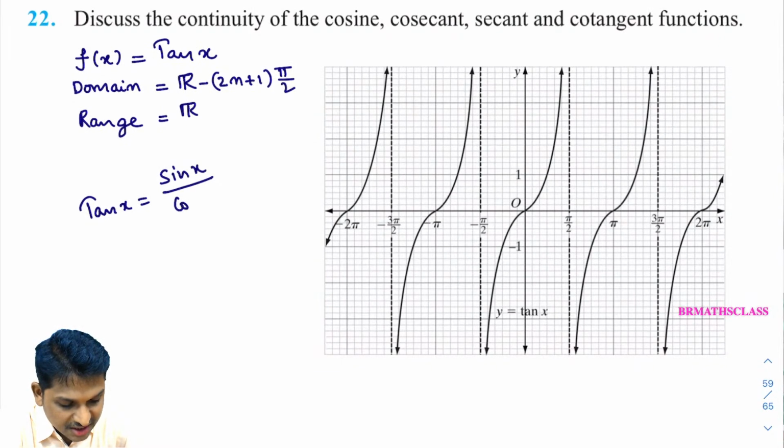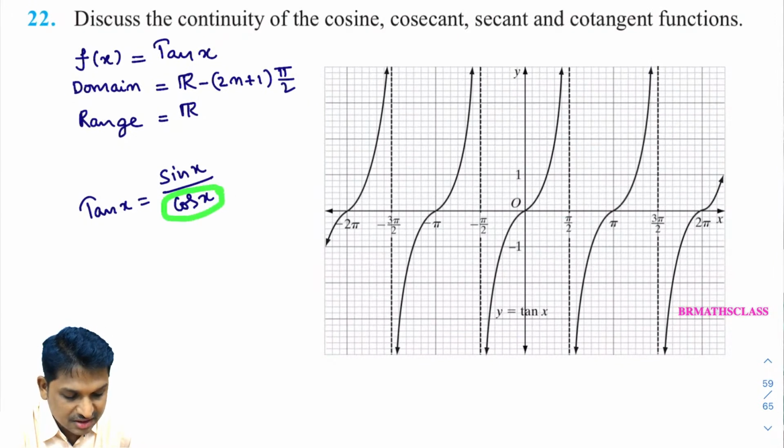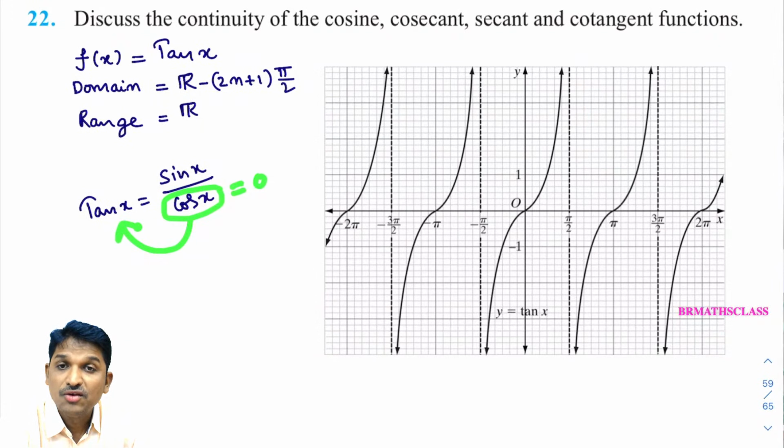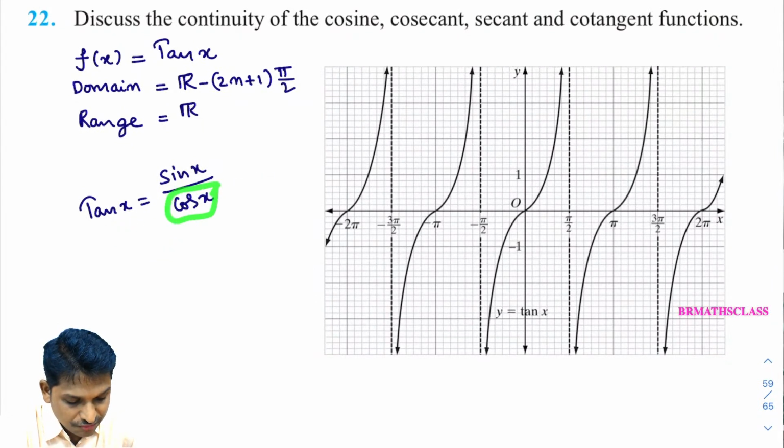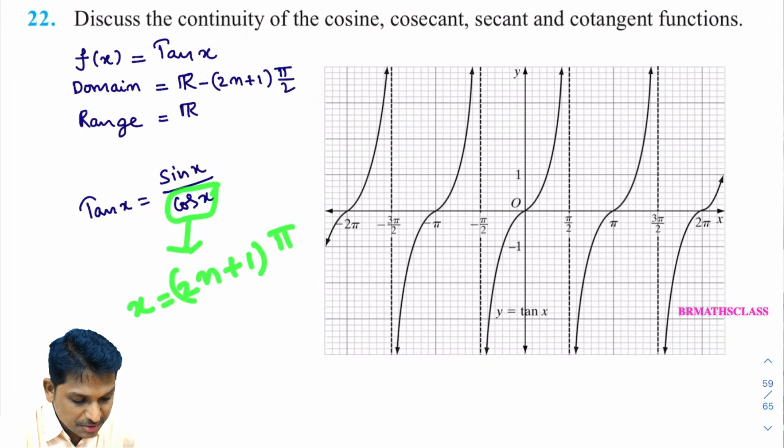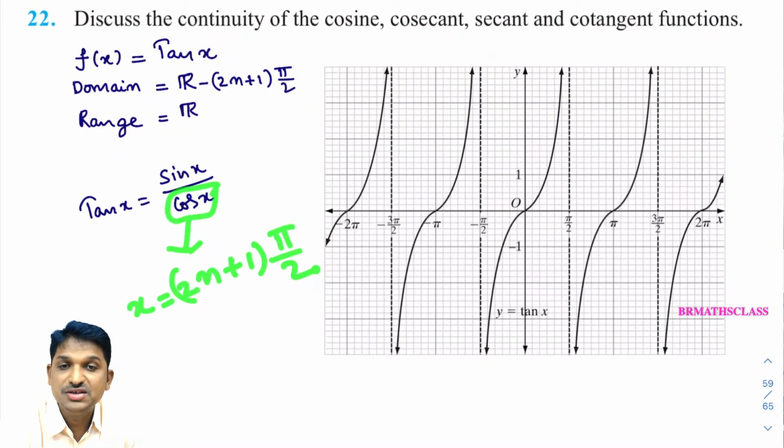Whatever point I am saying, that is about the domain of tan x. We know that tan x can be written as sin x by cos x. Whenever cos x is 0, in that case tan x is not defined. When cos x is 0, when x equals odd multiple of pi by 2, (2n plus 1) times pi by 2. Cos pi by 2 value is 0. Cos 3 pi by 2 value is 0.